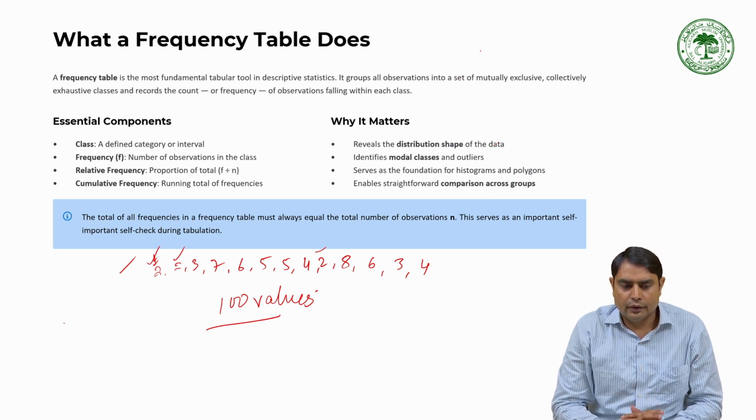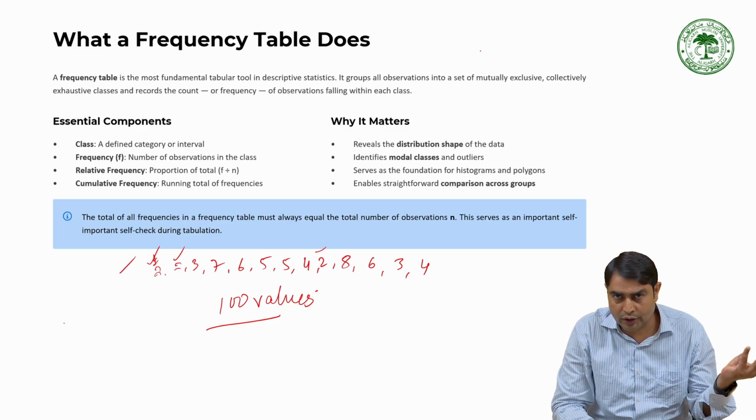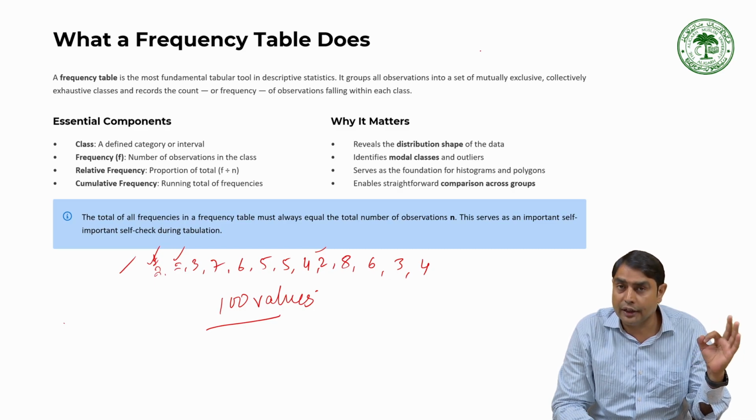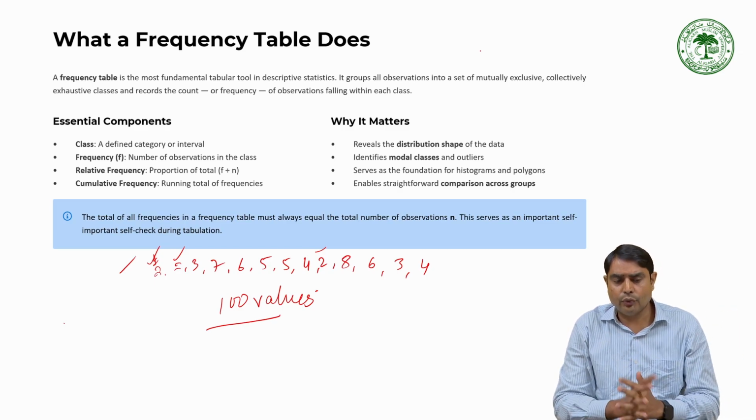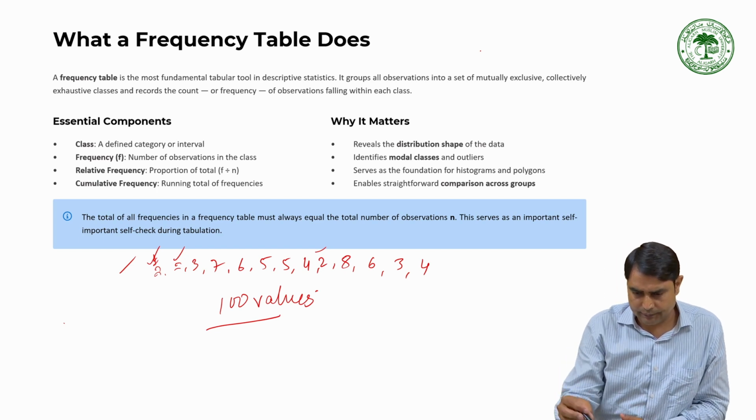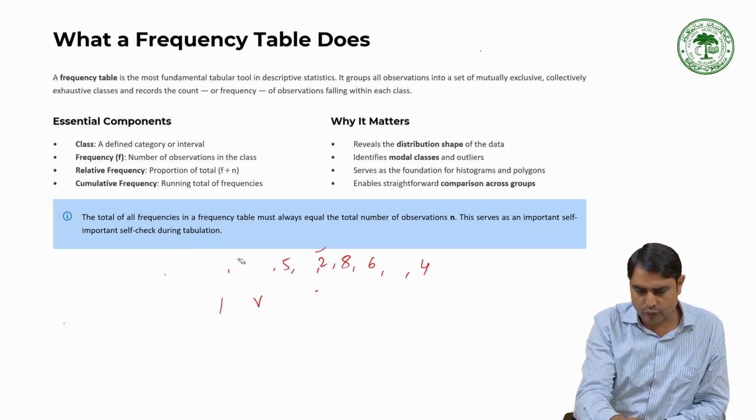Okay, so what are the essential components of a frequency table? It must have a class or a referring unit. It must have a frequency, and then there is relative frequency and cumulative frequency. So what is relative frequency and what is cumulative frequency? Let us have clarity about this with one example.